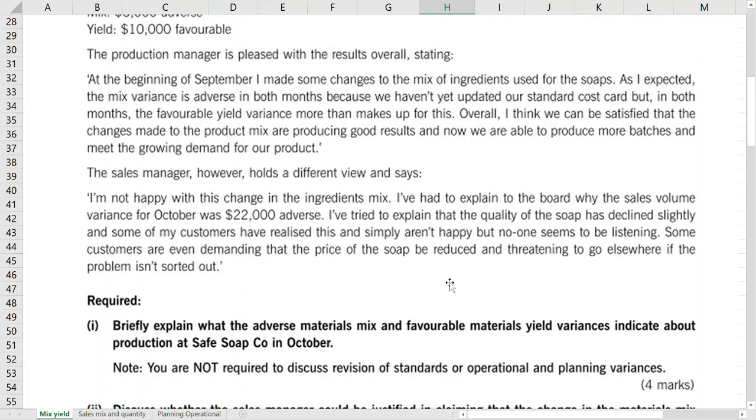Some customers are even demanding that the price of the soap be reduced and threatening to go elsewhere if the problem isn't sorted out." Okay.